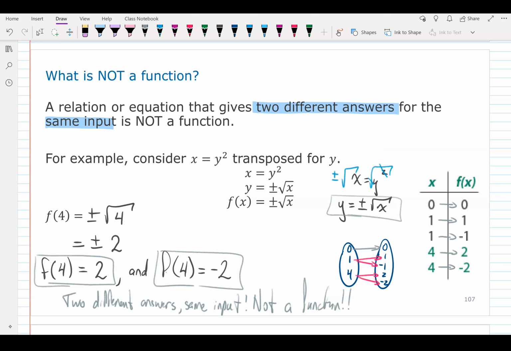So things that are not functions are not very useful for making calculations with, at least not in the traditional sense. So long story short, y equals plus or minus root x is not a function because we have two different answers for the same input.